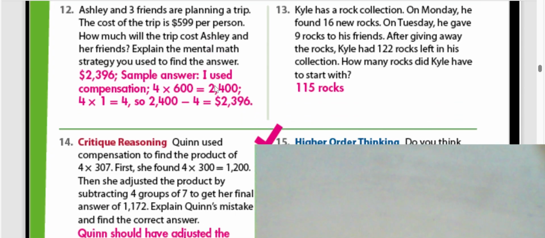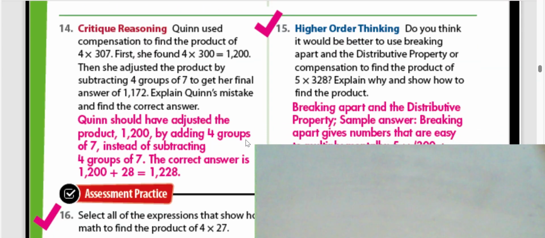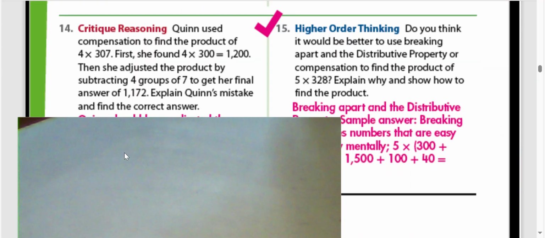Okay, next question. Question 14. Queenie used compensation to find the product 4 times 307. First, she found 4 times 300, 1200. Then she adjusted the product by subtracting 4 groups of 7 to get her final answer of 1172. Explain Queenie's mistake and find the correct answer.